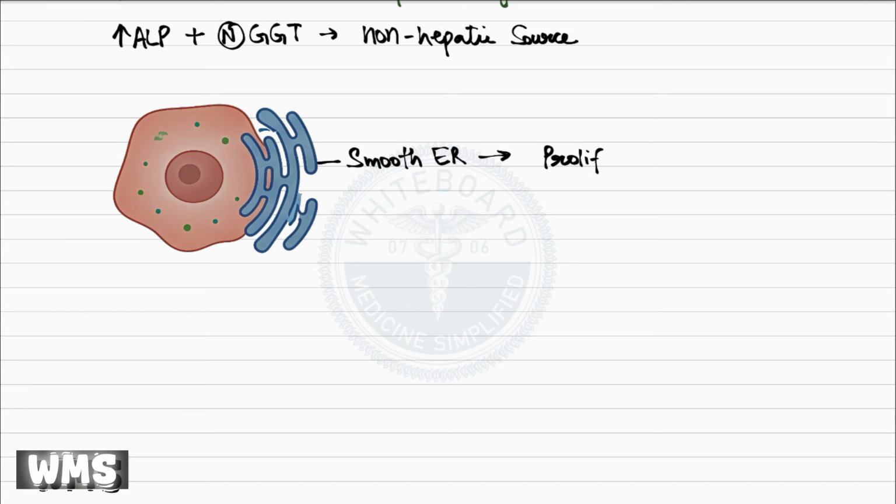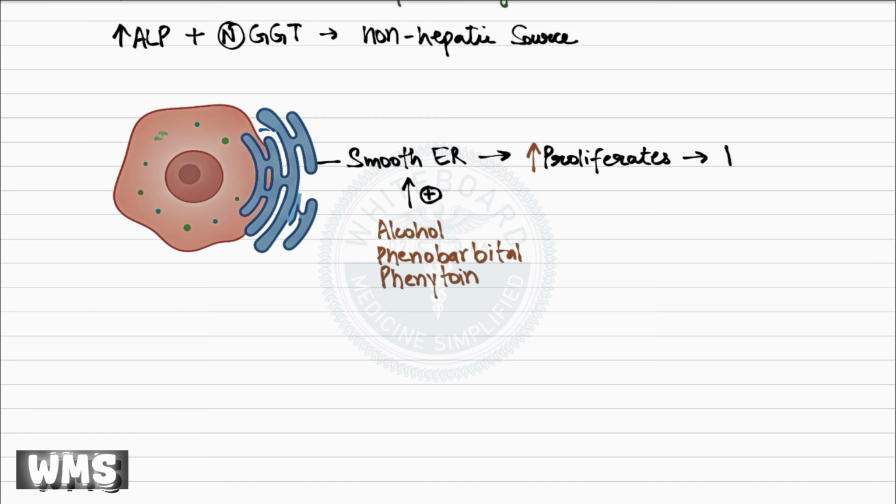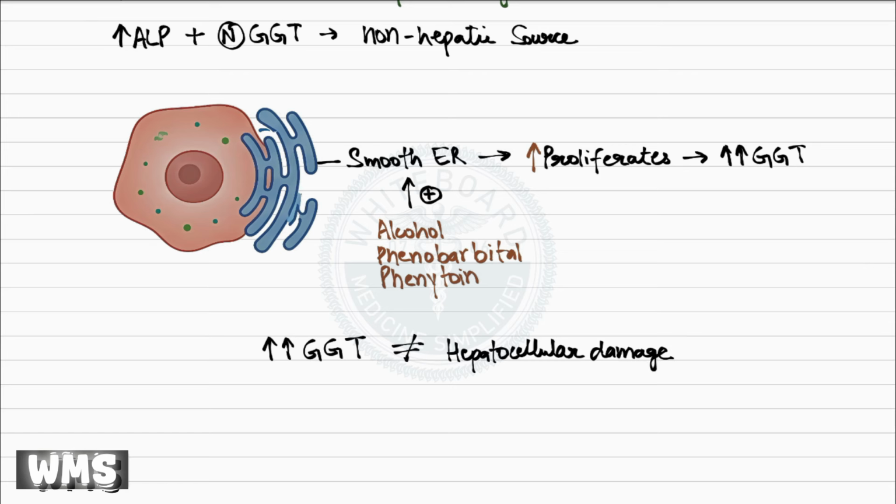As this reticulum proliferates, for example in response to the prolonged intake of alcohol and also because of drugs such as phenobarbital and phenytoin, as a result, synthesis of the enzyme is also induced and plasma GGT activity increases. Therefore, raised plasma activities do not necessarily indicate hepatocellular damage, but may reflect enzyme induction. The normal serum level ranges from about 9 to 85 units per liter.